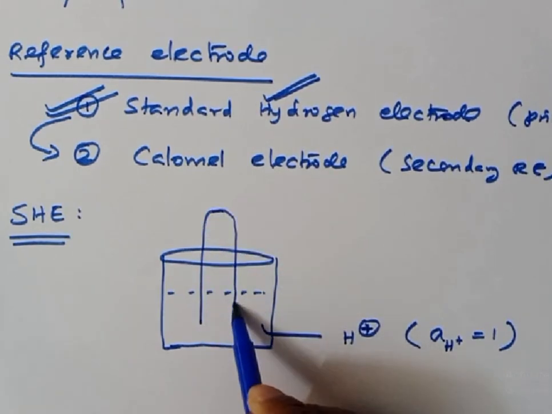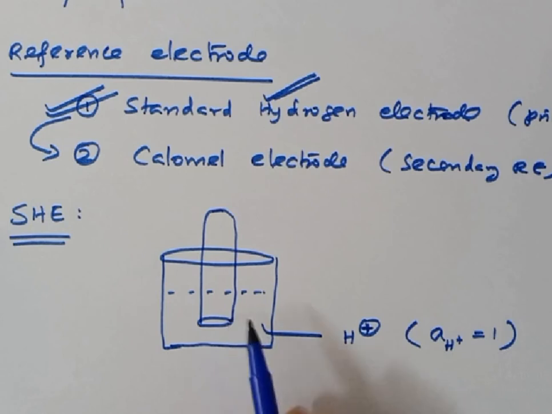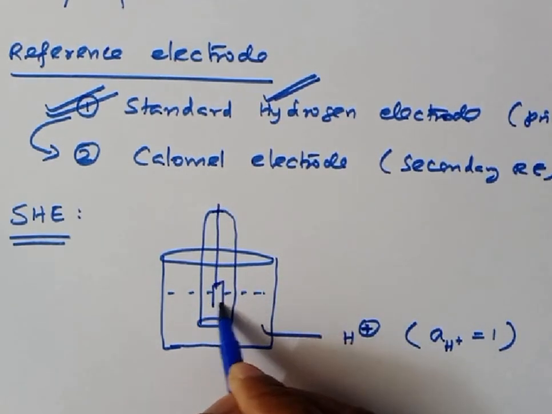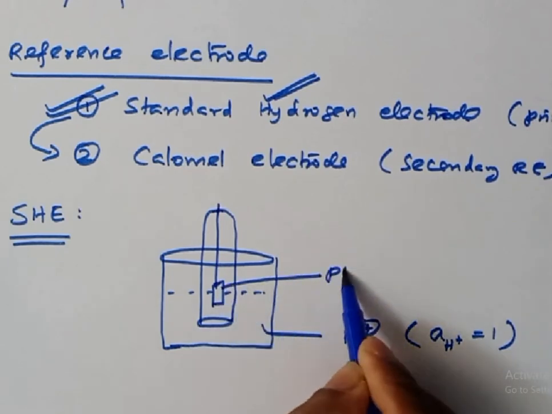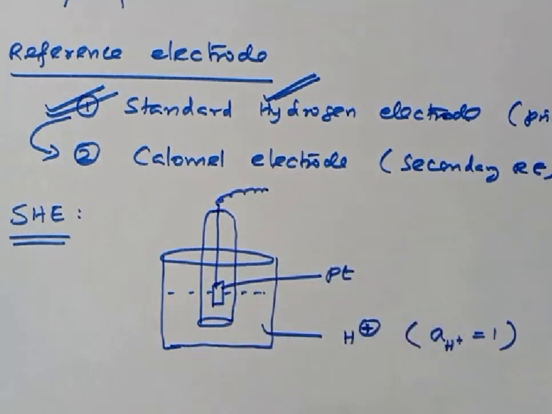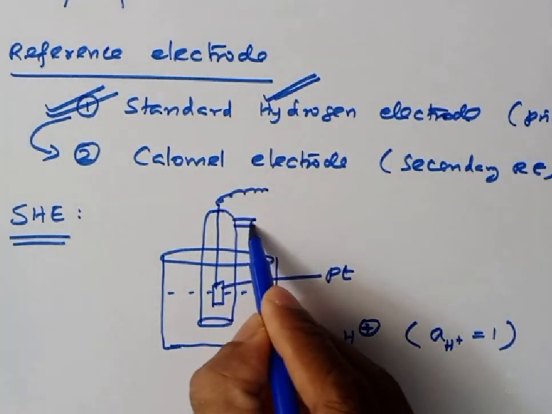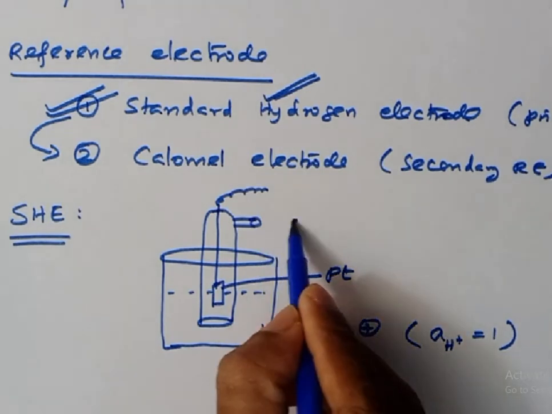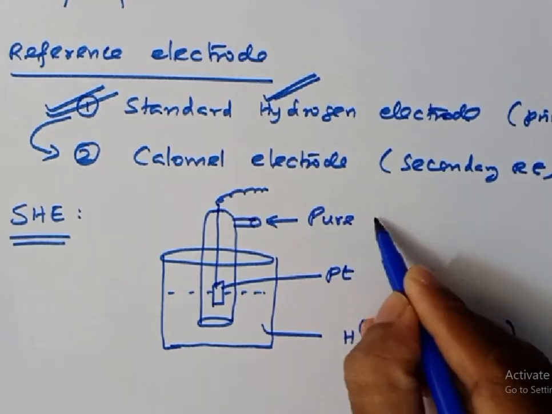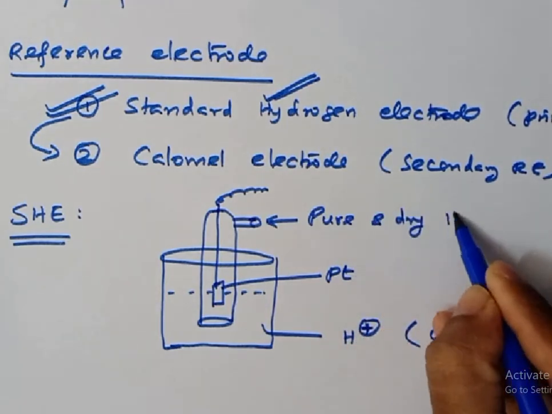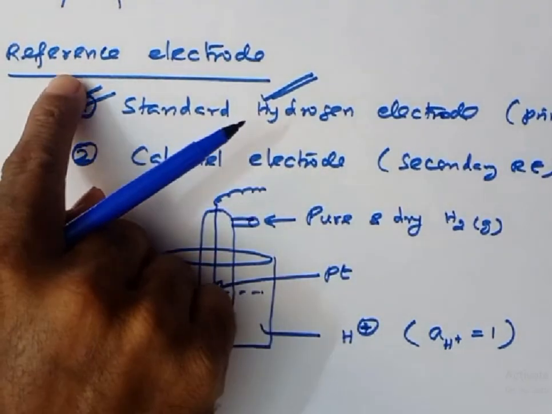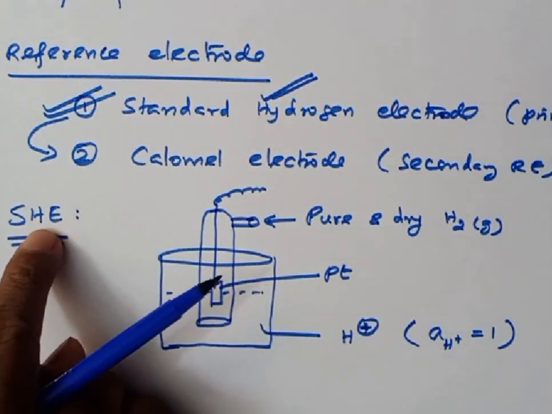A glass tube, and at the center we have an electrode, that is the platinum electrode. Right here we have a wire connection, and there is a valve here. Through this valve we pass pure and dry hydrogen gas.